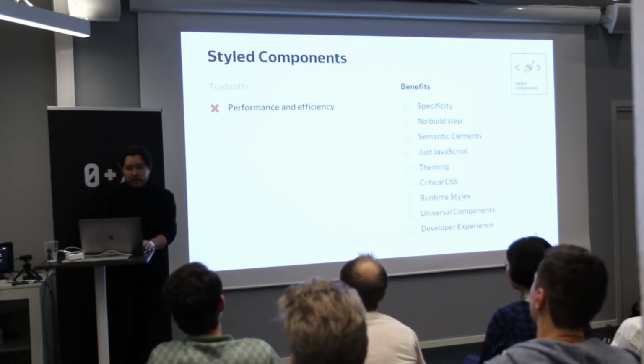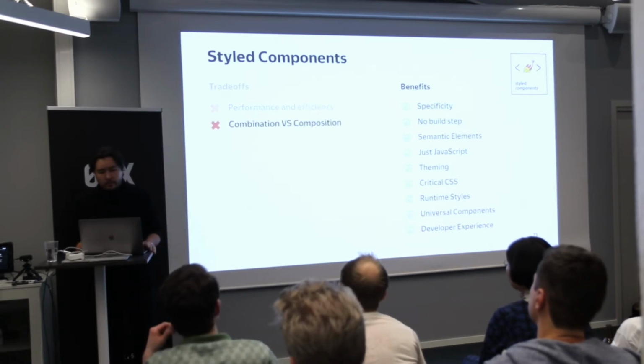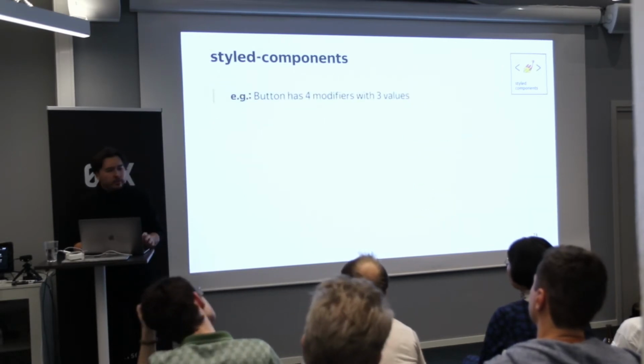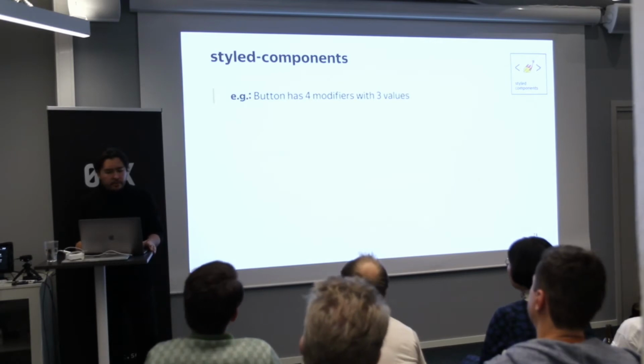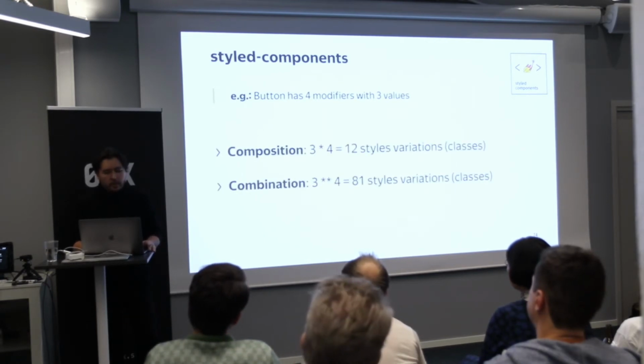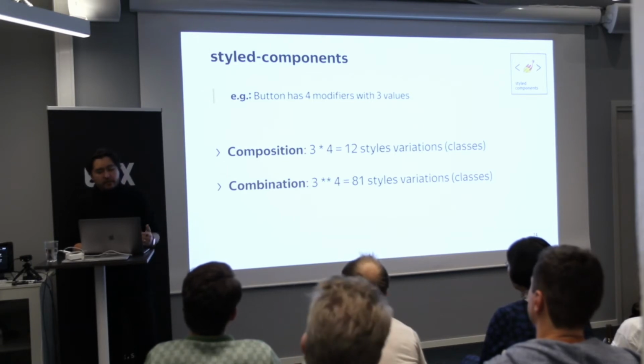Another problem here is combination with composition. For example, we have a button with 4 modifiers and 3 values, and composition will give us about 12 styles, while combination will give us about 81 style variations.